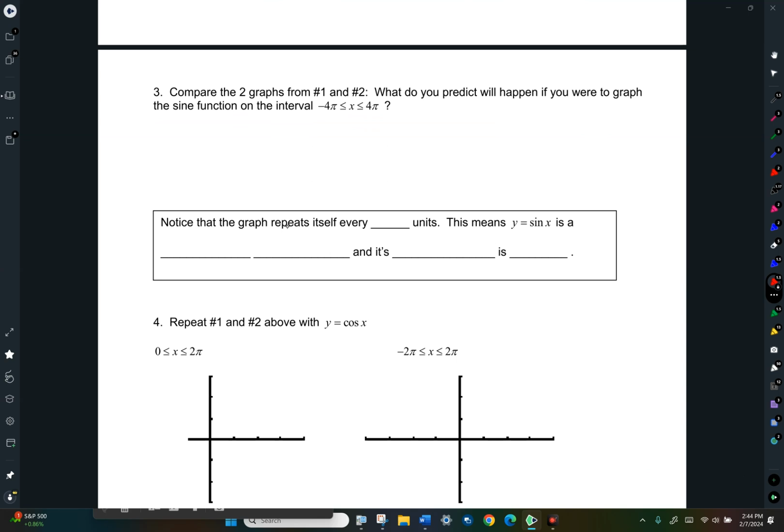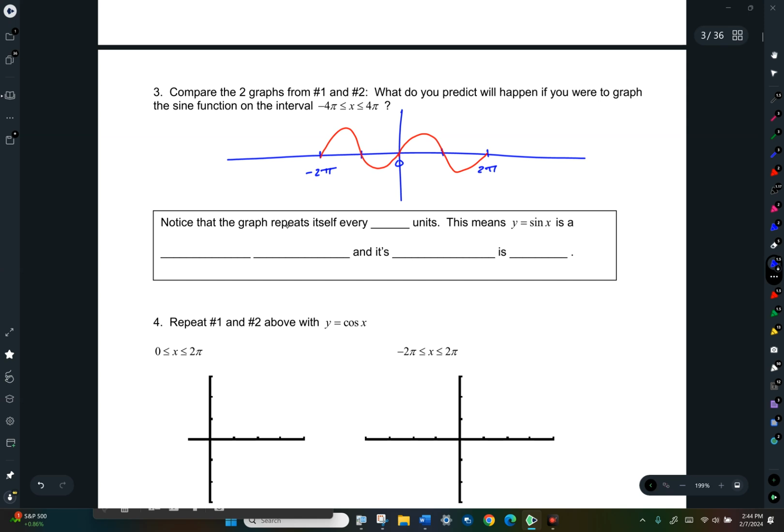Looking at number 3, it says compare the two graphs from number 1 and number 2. What do you predict will happen if you were to graph the sine function on the interval from -4 pi to 4 pi? Just to show you a real quick sketch, here's 0, 1 pi, 2 pi, -1 pi, -2 pi. So if this is the one that I had a second ago, not drawn to scale, what do you think is going to happen if I extend it out to 4 pi over here, and -4 pi over here?